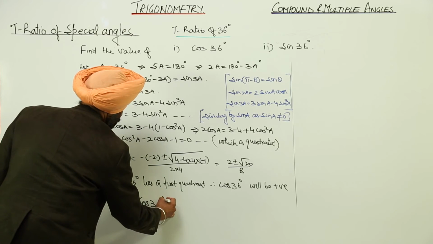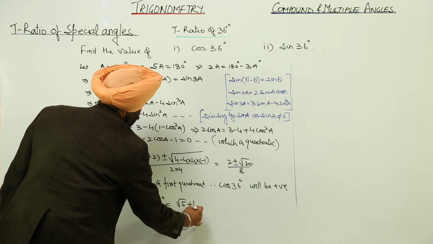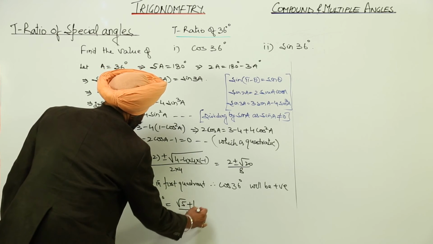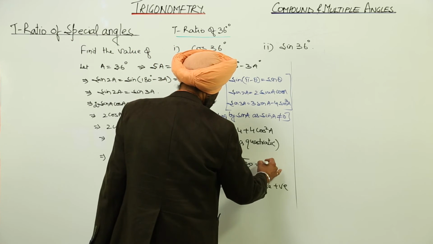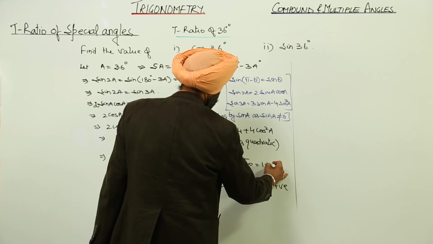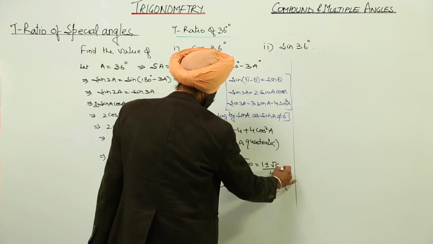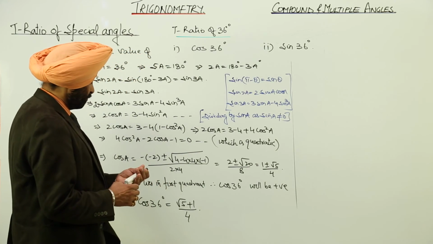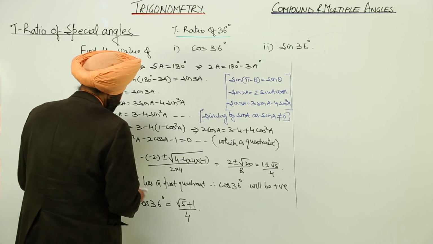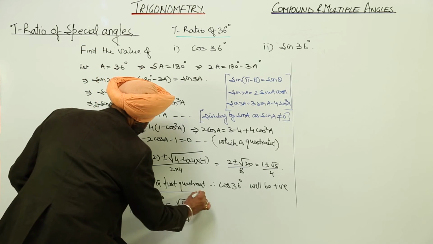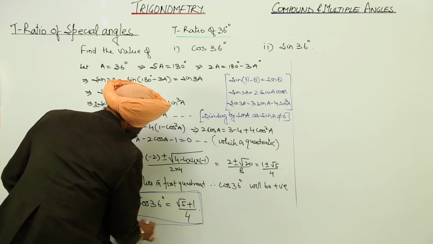Cos 36 degree is equal to root 5 plus 1 upon 4. On solving this part, what we will be having? 1 plus minus root 5 upon 4. Okay, so we got the value for cos 36 degree. Cos 36 degree is root 5 plus 1 upon 4.